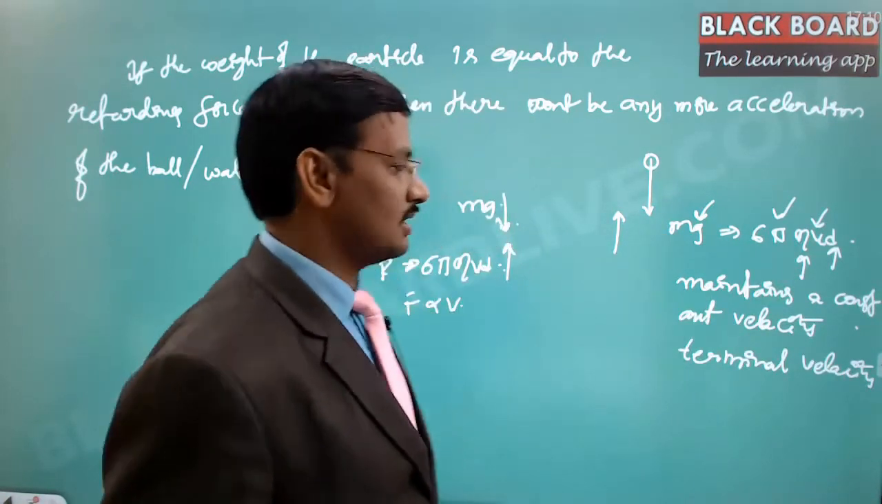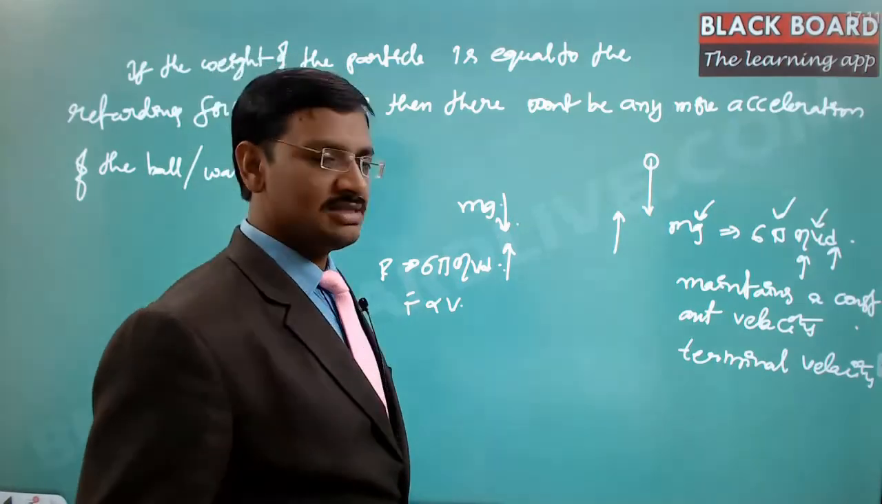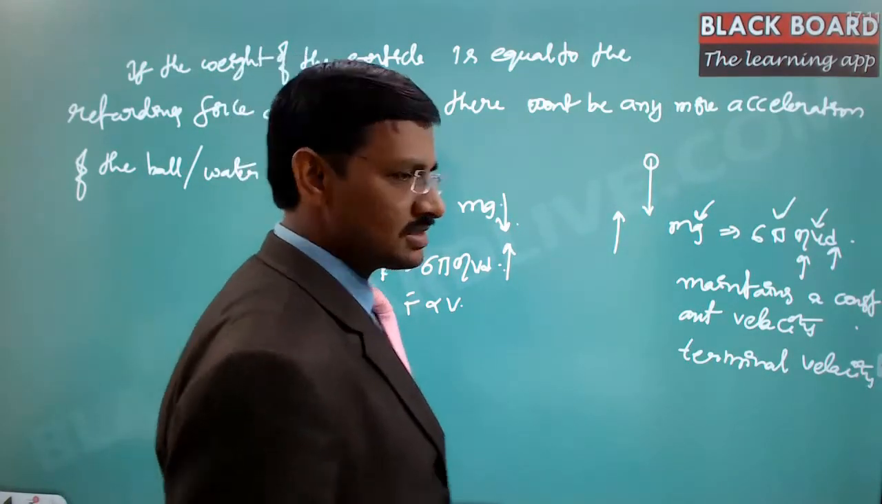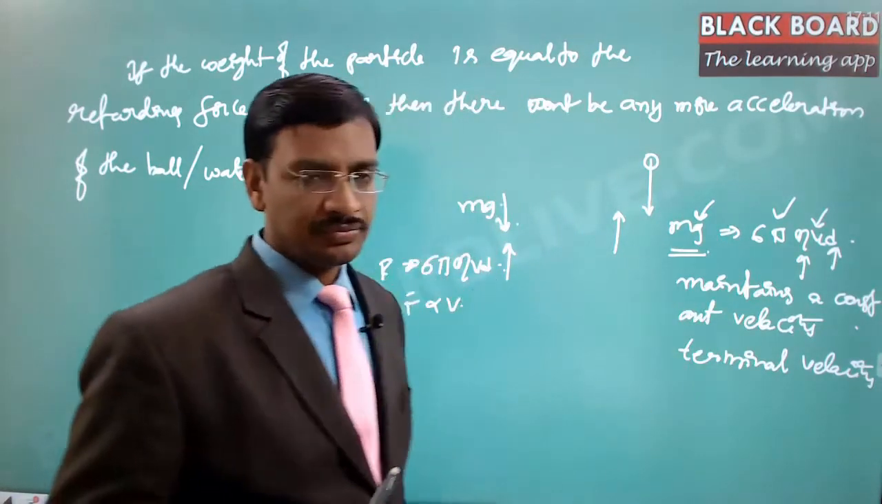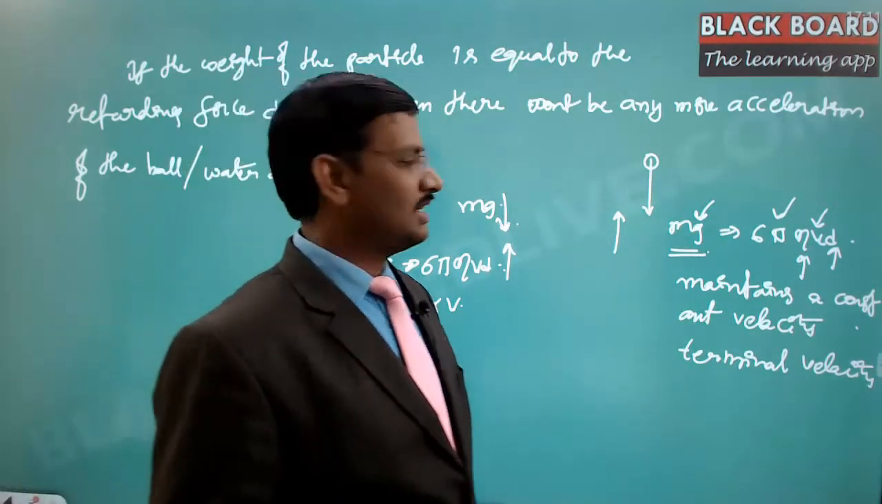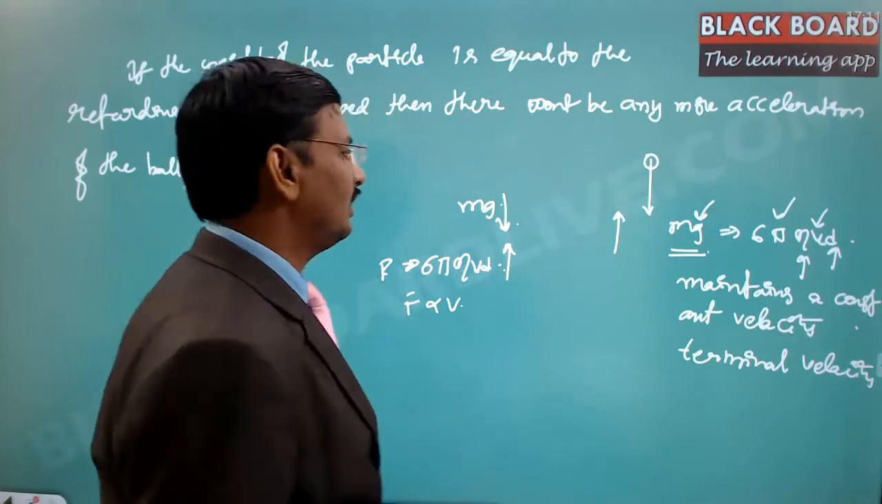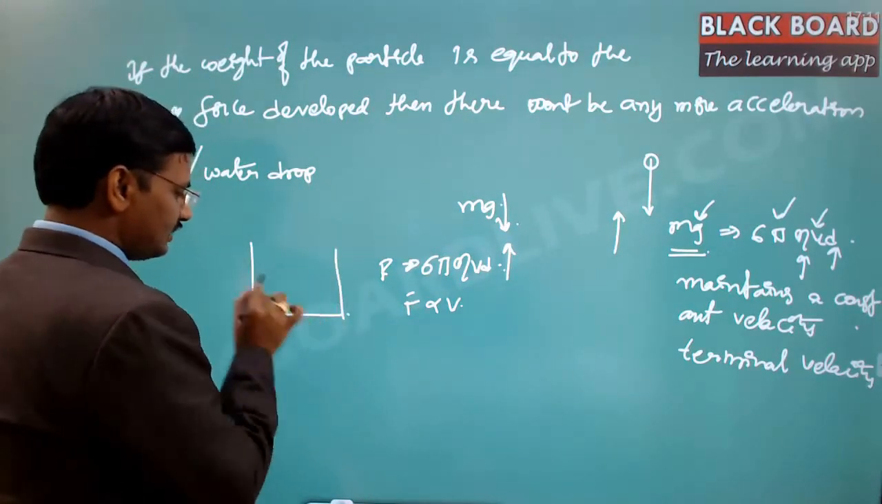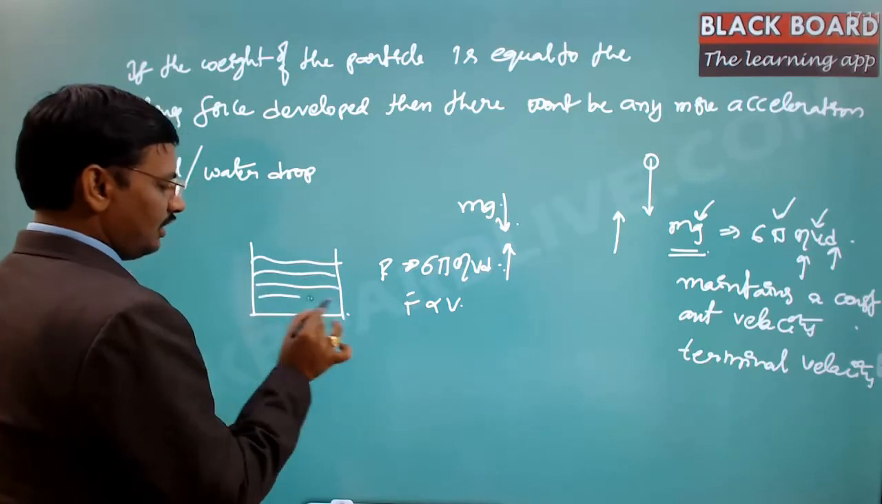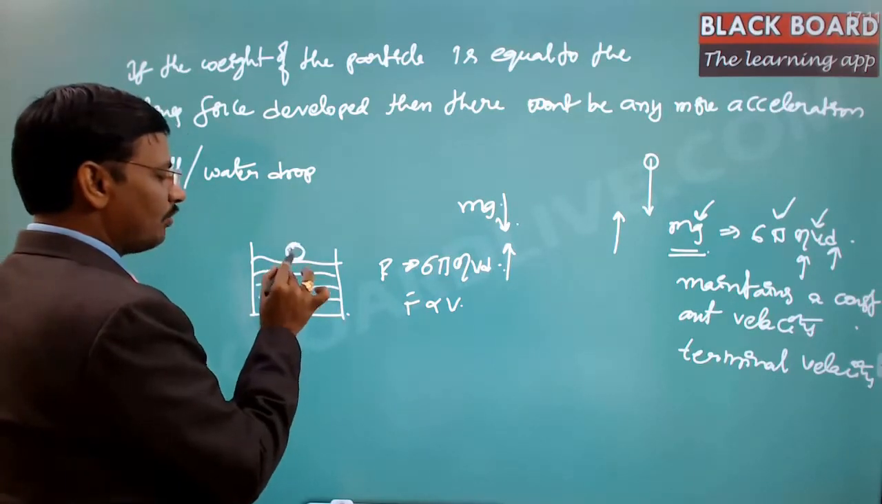So this velocity is maintained. Now this terminal velocity we even calculated. But if you notice, we are considering the weight of this particular body. In this particular case, this is the water. Let us take a different example. Let us say this is the sea. In the sea, we dropped a ball like this.